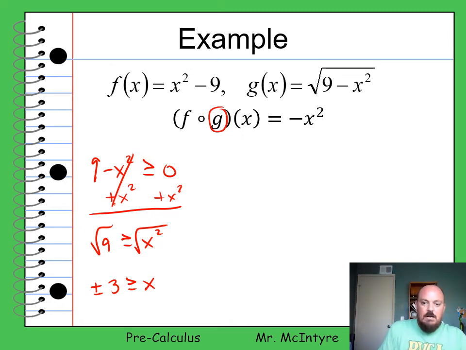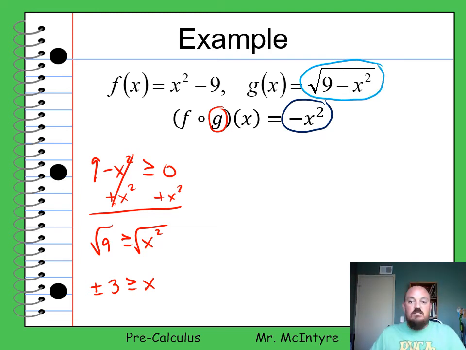So if I go back up here to my function, I'm sorry, I'm not working on that one. Let's switch colors, we'll use light blue up here. We're looking at this one. If I plug in 0, it's fine. Because if I plug in 0 for x, I get 9 minus 0 is 9, square root of 9 is 3. That works perfectly.